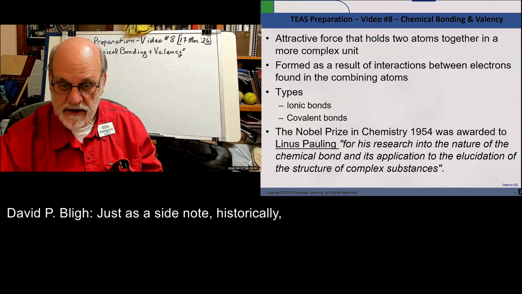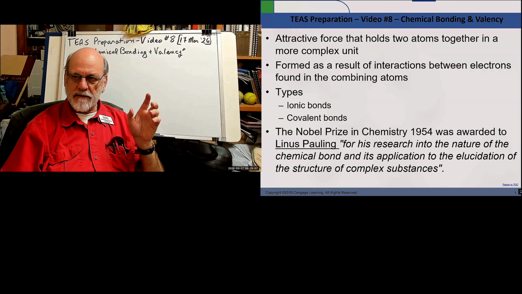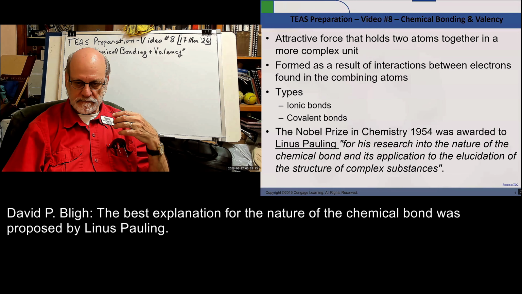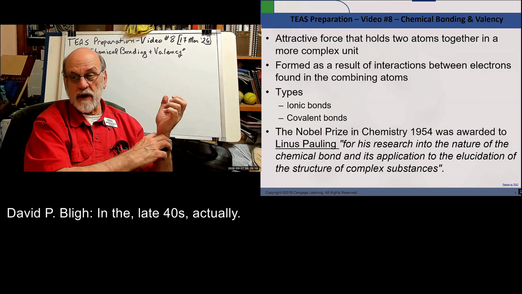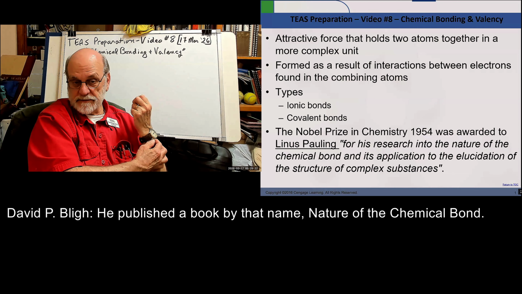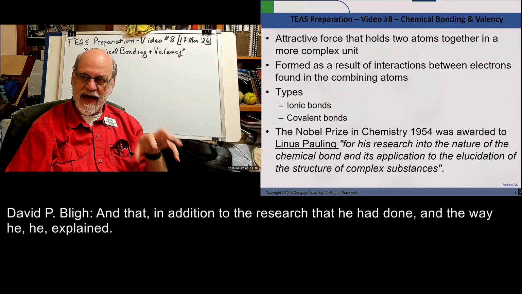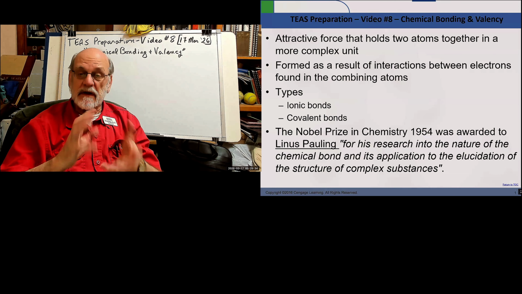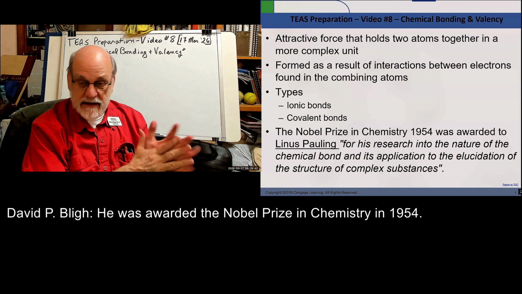Just as a side note, historically, the best explanation for the nature of the chemical bond was proposed by Linus Pauling in the late 40s, actually. He published a book by that name, Nature of the Chemical Bond. And that, in addition to the research that he had done and the way he explained the way the chemical bond behaved, he was awarded the Nobel Prize in Chemistry in 1954.